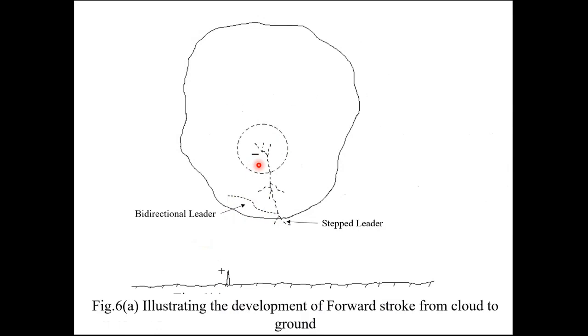Because of the normal electric field, the charge on the earth surface is negative. So how can this negative charge come towards the negative charge? We know very well by Coulomb's law, like charges repel each other. So how does it develop? It's a very interesting question.